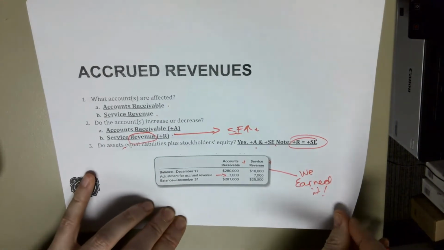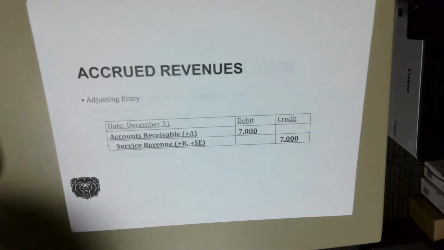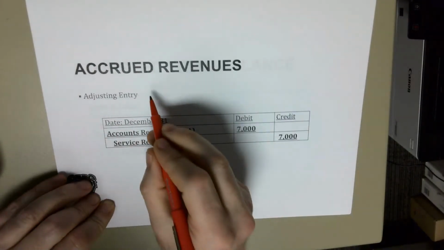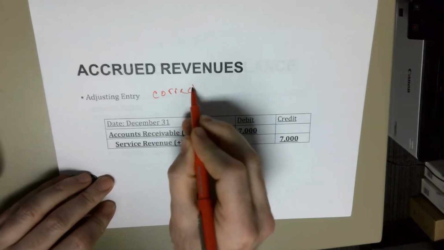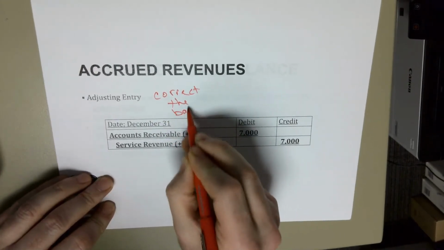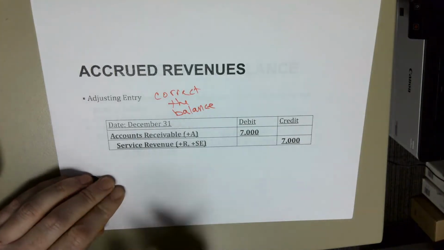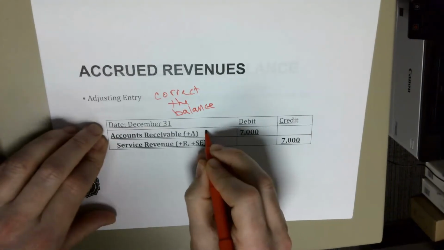Okay, so what's that journal entry look like? Again, pretty simple. So we've got the adjusting entry. Remember, we're just doing this to correct the balance, making sure that our balances are correct at the end of the period. We're going to increase accounts receivable.